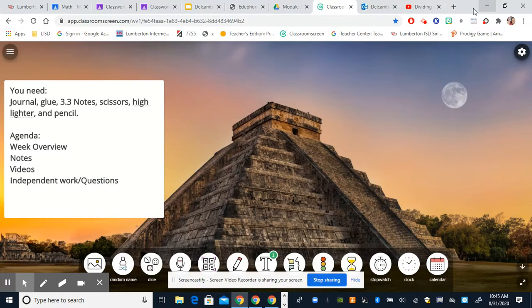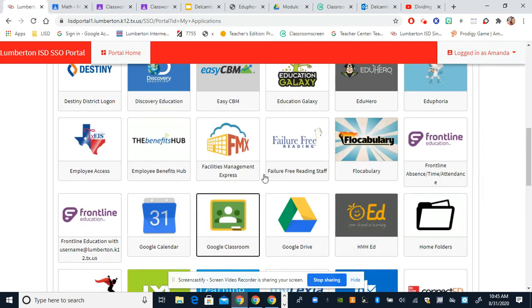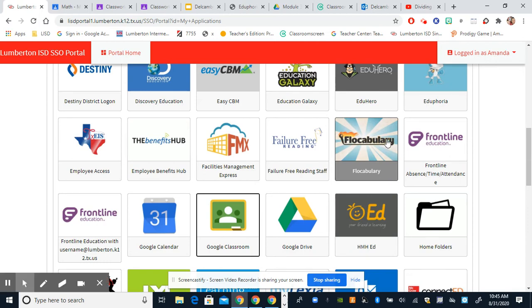I'm going to minimize this. The video that you will be watching is under your class work, and it's under videos showed in class. And if you cannot find it, if you go to your Lumberton SSO, log in with Flocabulary underneath your Google Classroom, and type in dividing fractions. It's this exact same video.